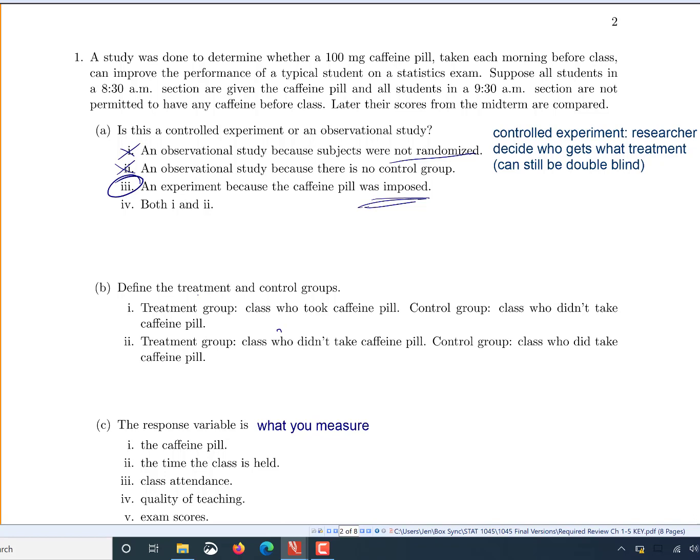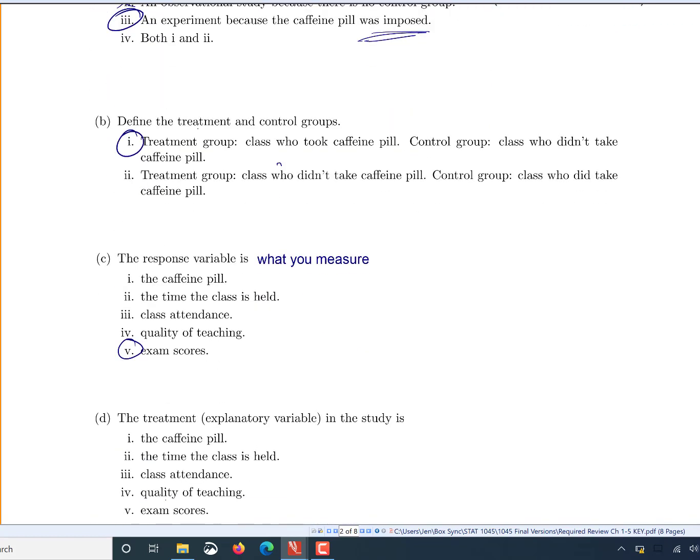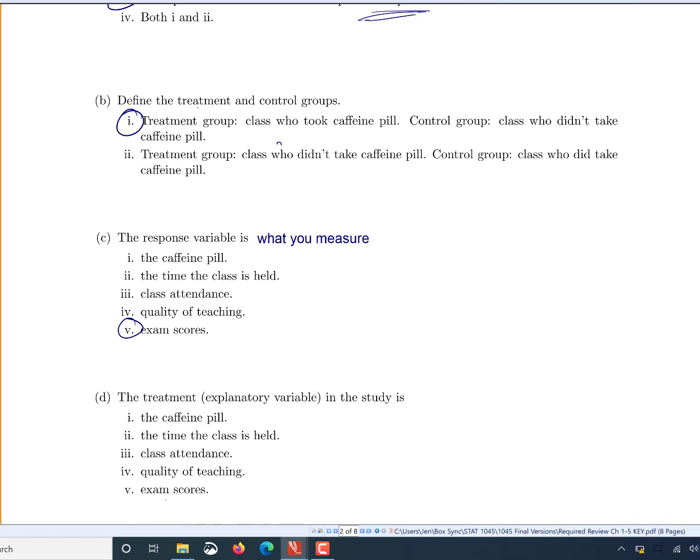Okay. Let's see, define the treatment and control group. So treatment would be whoever took the caffeine, the control group is the class who didn't take it. So it looks like I matches that. The response variable is always what you're measuring, so they're comparing their scores from the midterm. So it looks like the response variable would be exam scores. The treatment variable, or the explanatory variable, is what you're trying to use to explain it, and we're trying to use the caffeine or not caffeine to explain how well they do. So the explanatory variable is the caffeine pill.